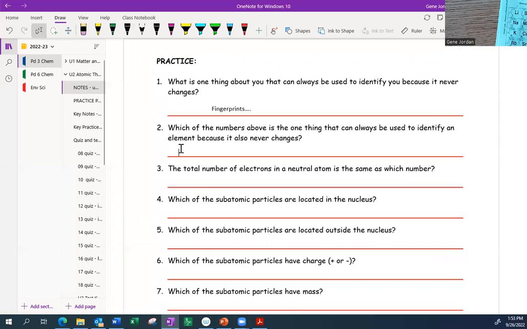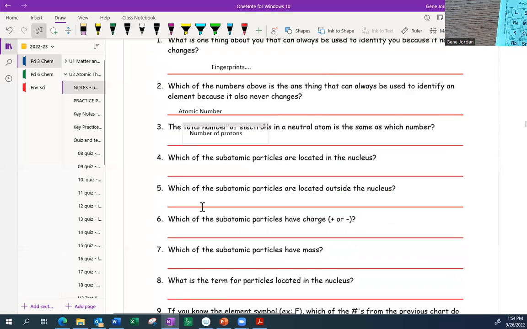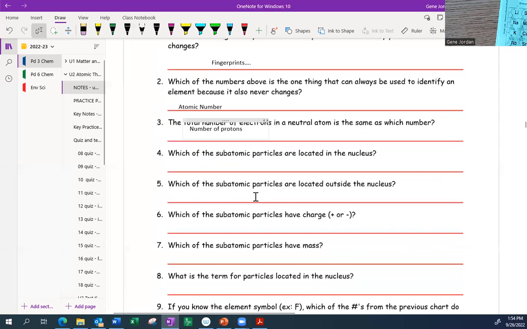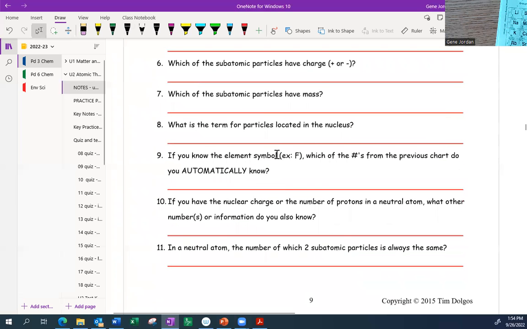How about which number above is the one thing that can always be used to identify an element? All right. Atomic number, total number of electrons, and neutrons, or the number of protons. These are great for you to do, so I'll ask that you work this way and bring any questions you have. I can't think of anything that's tricky here, so you'll have to bring any questions you have to class.